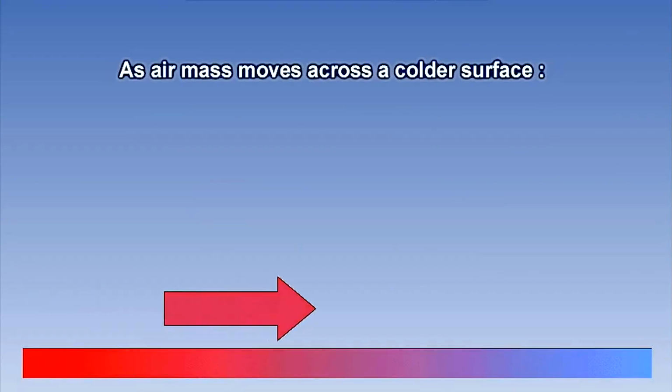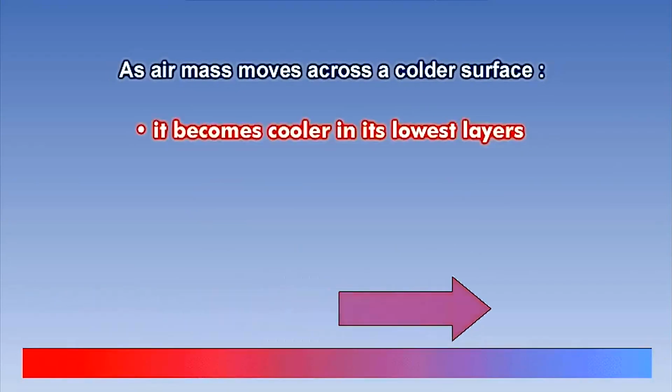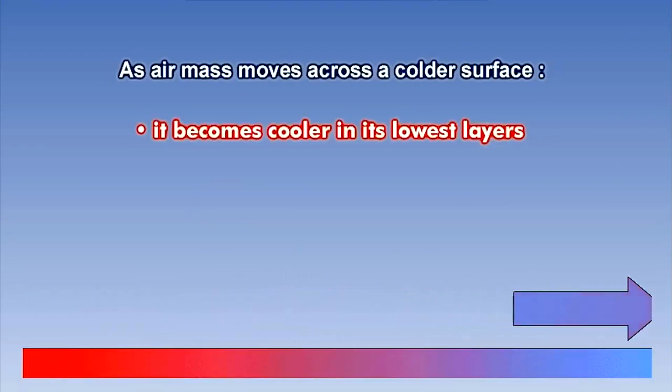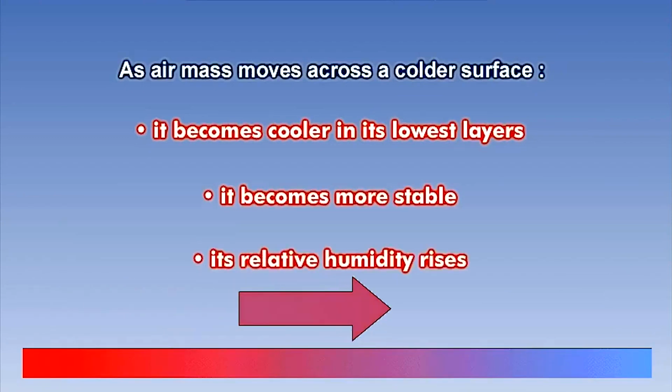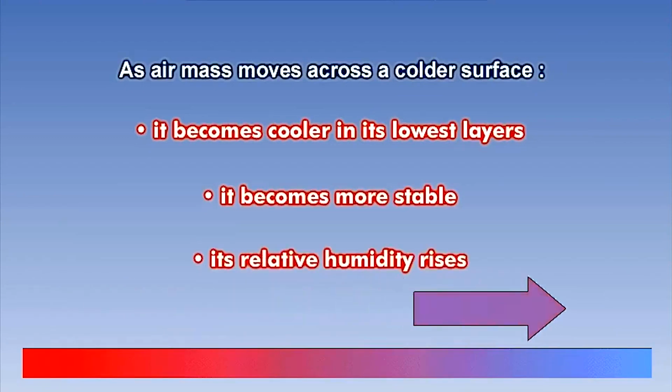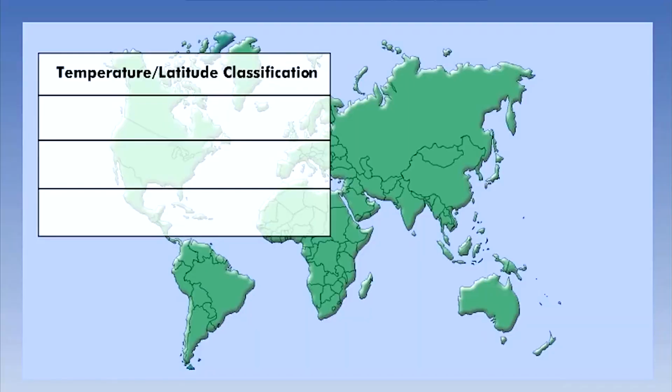Conversely, if air moves from its source region to a colder part of the globe, it will be cooled from below, decreasing the lapse rate and hence becoming more stable. As a result of the cooling, the relative humidity will tend to increase. Air masses are defined by their source region.